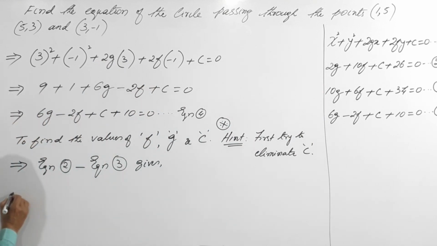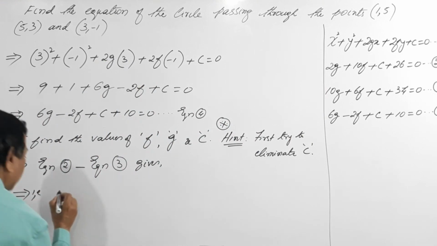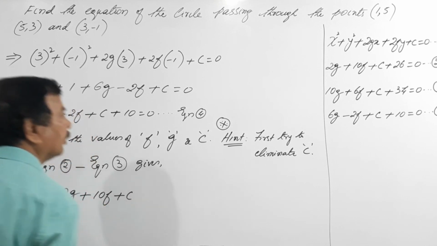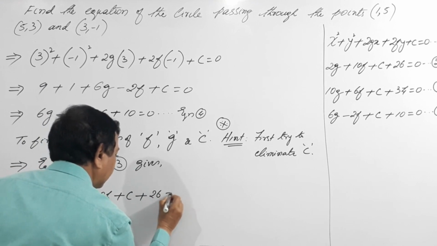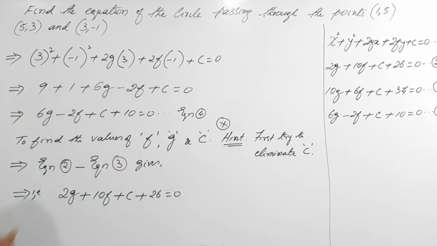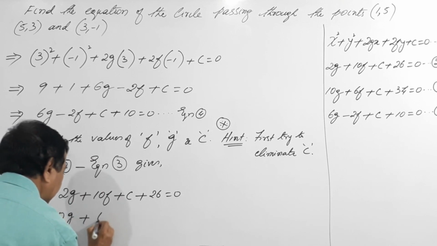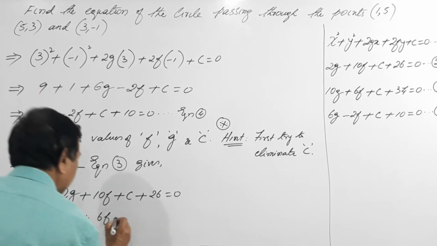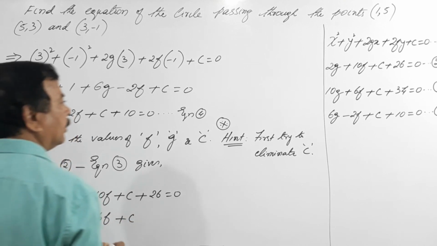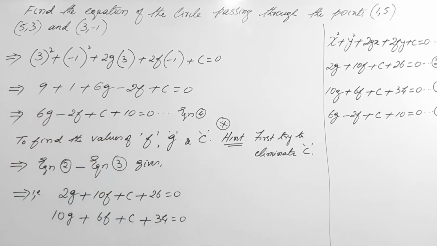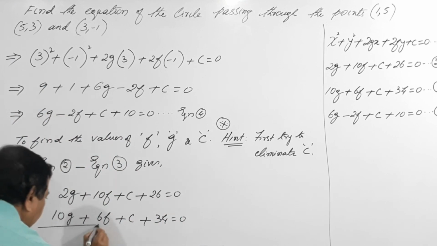Equation 2 is 2G plus 10F plus C plus 26 equals to 0, and equation 3 is 10G plus 6F plus C plus 34 equals to 0. I'll subtract, that is 2 minus 3 means subtract.